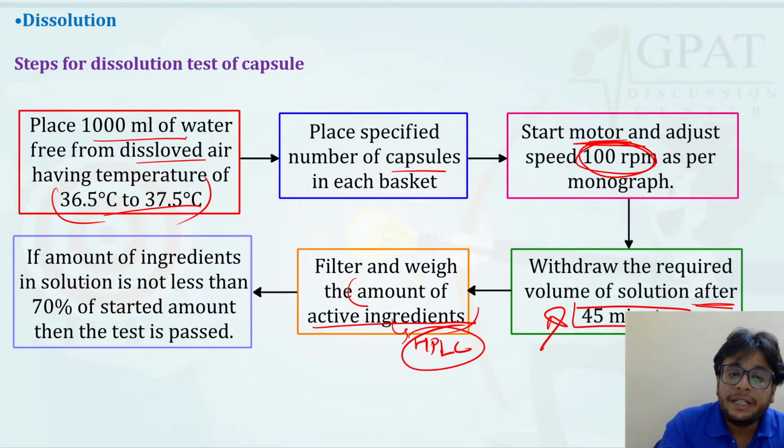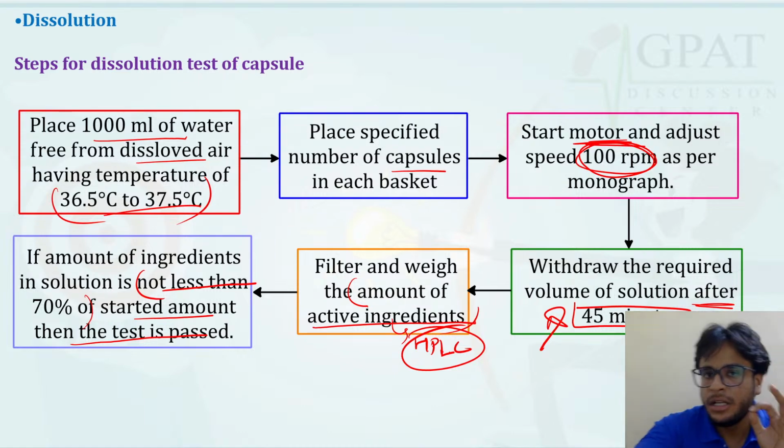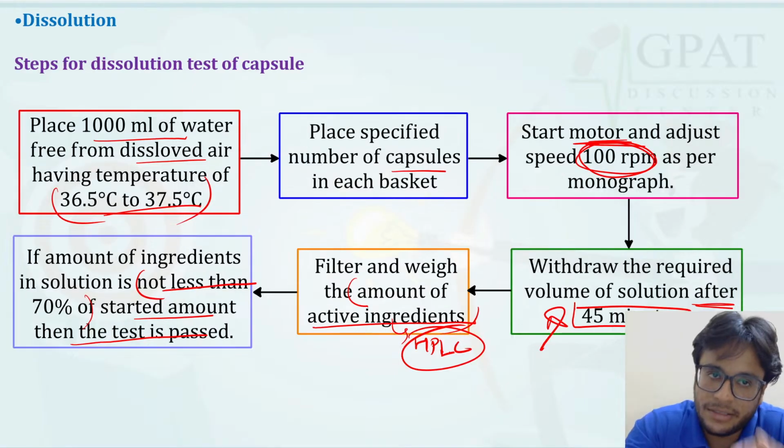If the amount of ingredient in the solution is not less than 70% of the stated amount, then the test is passed. If we take the first sample after 45 minutes, the content released into the solution should not be less than 70%. If it is not less than 70%, the test is passed.